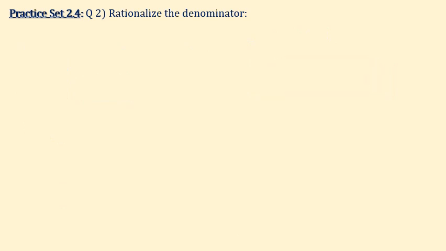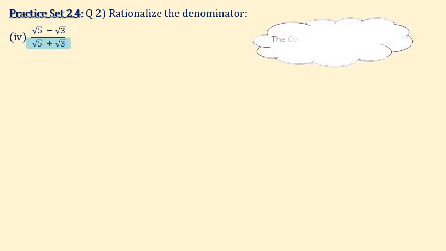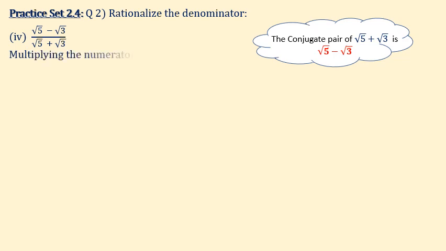Next question. Root 5 minus root 3 upon root 5 plus root 3. To rationalize the denominator, we multiply the numerator as well as denominator with the conjugate pair of the denominator. Now the conjugate pair of denominator root 5 plus root 3 is root 5 minus root 3. So we multiply this conjugate pair both in the numerator as well as denominator.